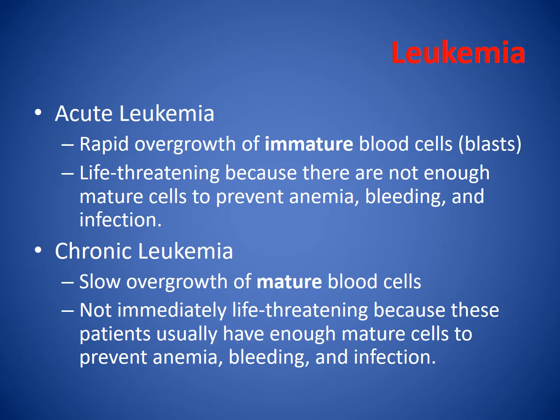So when we do our CBC, the MedTech may report immature white cells showing up in part of the smear. This acute leukemia is actually life-threatening because there's not enough mature cells to prevent anemia, so the red cells as well as the white, and this predisposes the person to infections. Chronic leukemia is actually a slow overgrowth of mature cells. It's not life-threatening to begin with, but we do need to be aware that it can cause problems with anemia, bleeding, and infections as well.